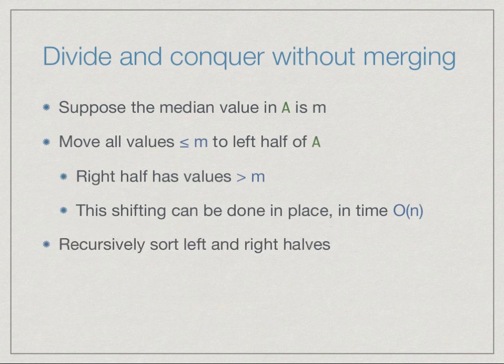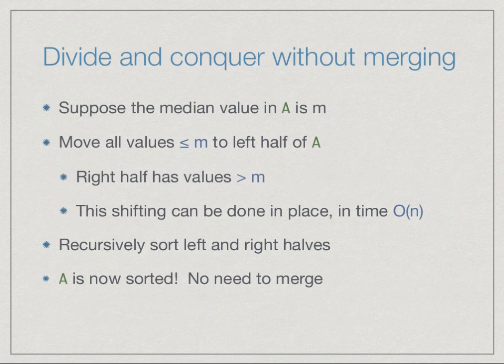Having done this rearrangement, moving all the smaller values to the left half and the bigger values to the right half, we can then recursively apply this divide and conquer strategy and sort the right and the left half separately. And since we have guaranteed that everything in the left half is smaller than everything in the right half, we don't need to combine the answers in any non-trivial way, because the left half is already below the right half, so we don't need to merge.